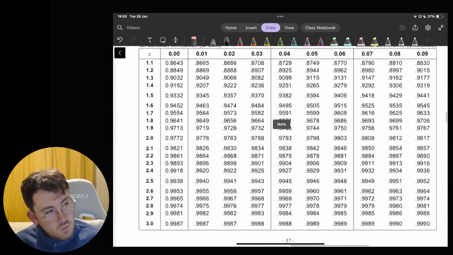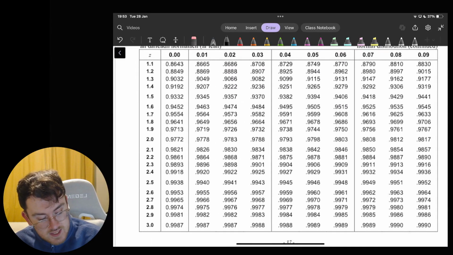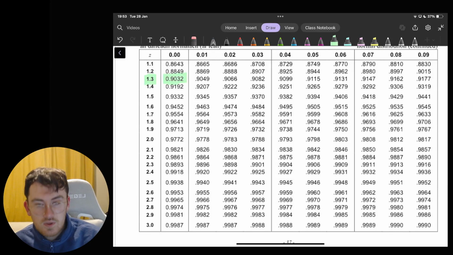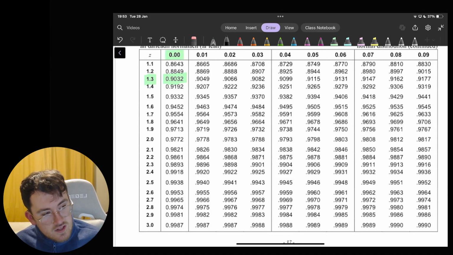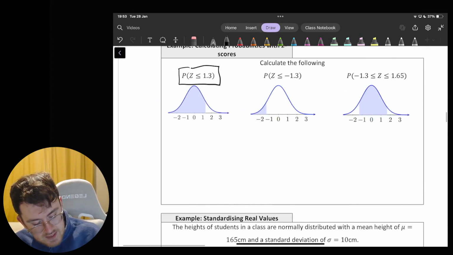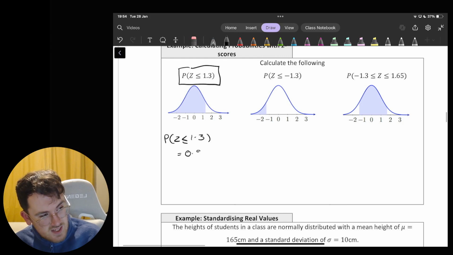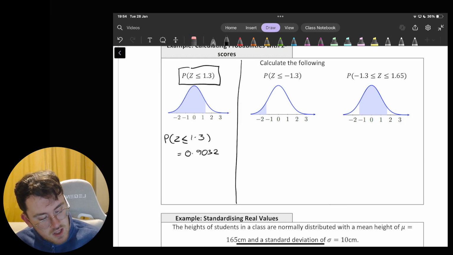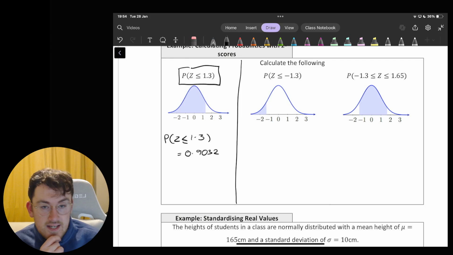That is 1.30 for all intents and purposes here. So reading that from my tables, that's going to be this value here, where I have 1.3 and 0 as the second decimal place, and that's an answer of 0.9032. So the probability that a z-score is less than or equal to 1.3 is 0.9032.